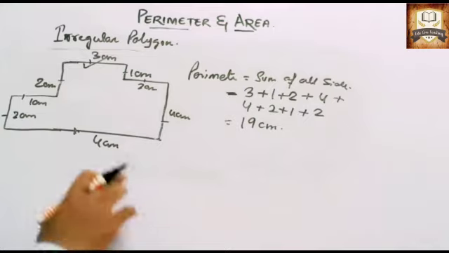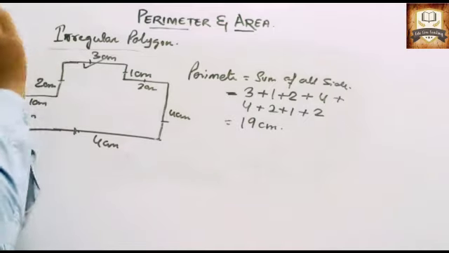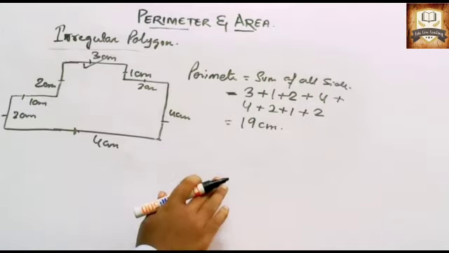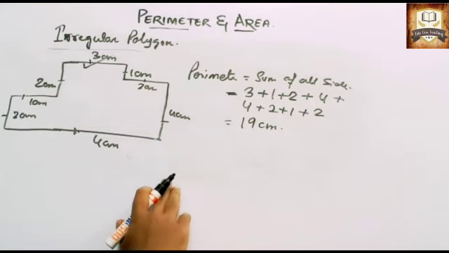So this is how to find the perimeter of a regular polygon and an irregular polygon. The concept will be clear.